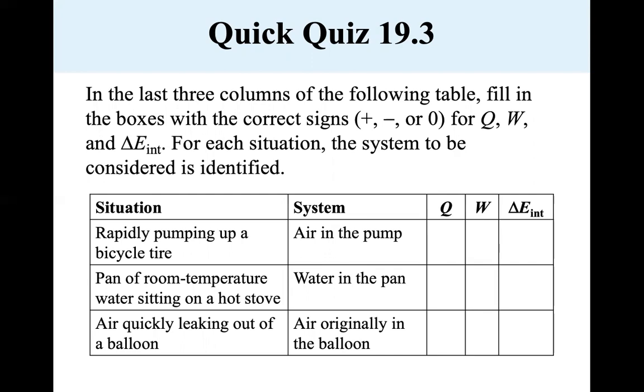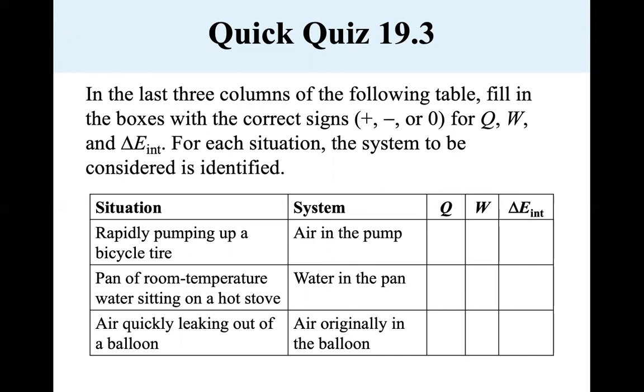So the situation is rapidly pumping up a bicycle tire, and the system is the air in the pump. Well, if you do it rapidly, Q is equal to zero. The work is plus, you're doing work on the piston, and the internal energy is plus. If you pump it up enough, you'll feel the cylinder of your pump warming up. So zero, plus, plus on that one.